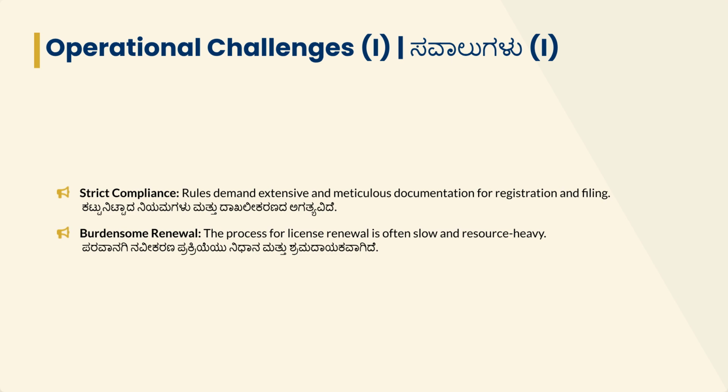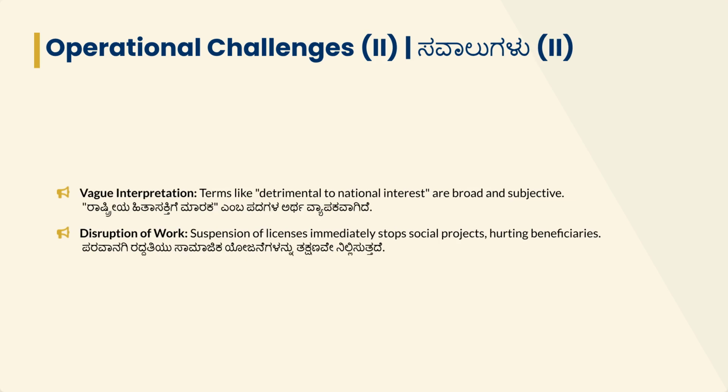Operational challenges for NGOs include strict compliance rules that demand extensive documentation for registration and filing. Additionally, the process for license renewal is often slow and resource-heavy, causing burdensome renewal. Other challenges involve vague interpretation of terms like detrimental to national interest, which are broad and subjective. License suspension immediately stops social projects, leading to the disruption of work and hurting beneficiaries.